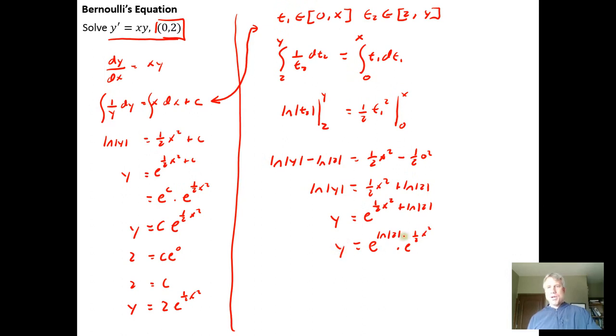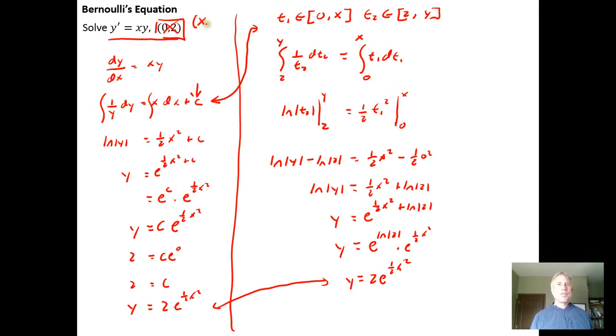But e to the natural log of 2 is just 2, and we wind up with y equals 2e to the 1/2 x squared. So we wind up with the same solution by changing our indefinite integrals here, which required that we get the constant of integration, to definite integrals by renaming the variables. So the other thing that we can recognize here is that we might not be given an initial condition.